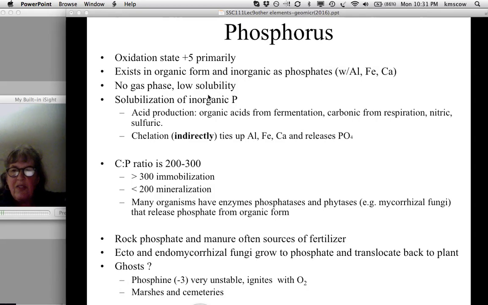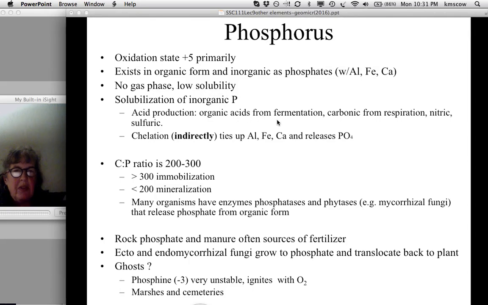There's no gas phase. It's not very soluble. Microbes play a big role in making phosphate available. They can help increase its availability by producing acids.